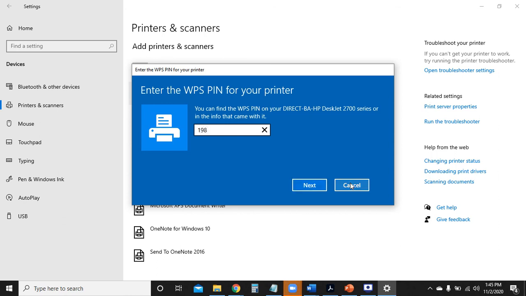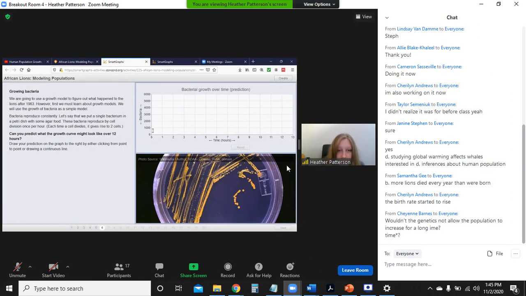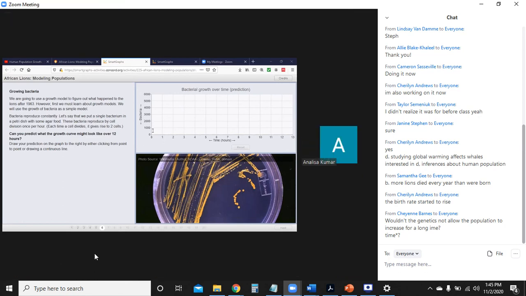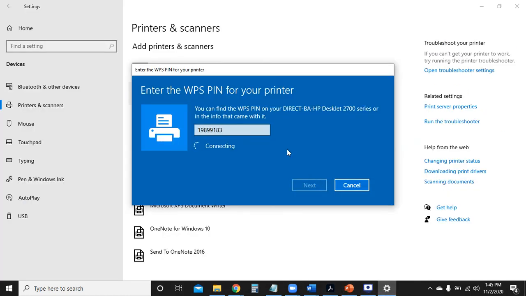Okay, so we're going to use a growth model to figure out what happened to the lions after 1963. Can you guys see my chat when I bring it up? Is it in my screen share? Because I figured out how to bring the chat up, but I don't want to be blocking it. Yeah, we can see it. You can see it? Okay. No, we can't see what someone has written to you.